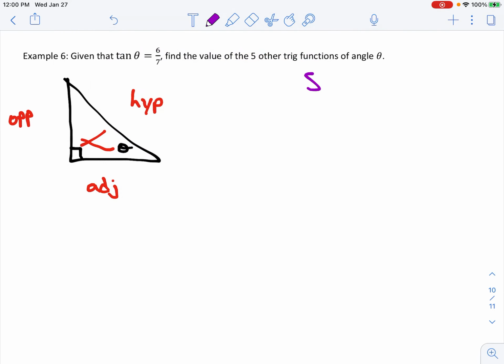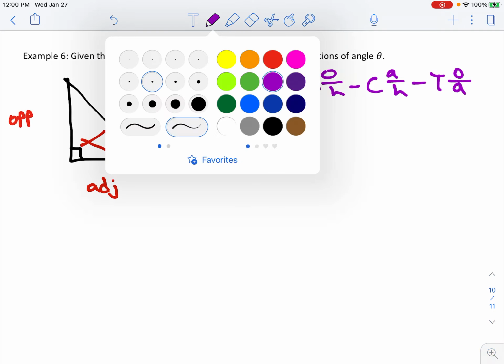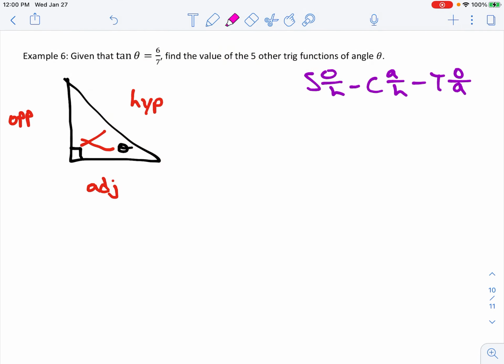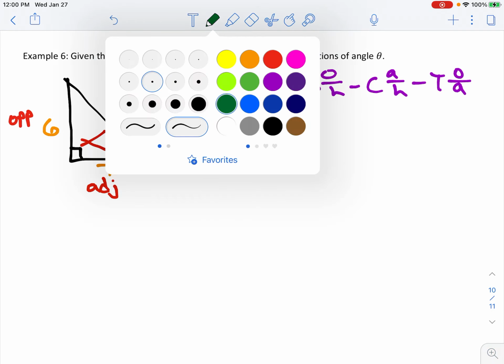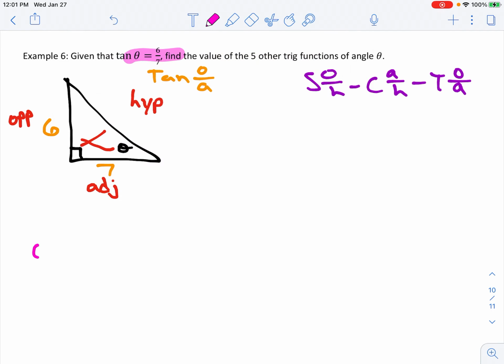I'm going to put my little cheat sheet up here, so SOH CAH TOA. Now, notice they're giving us tan over here. All right, they're giving us the tan, and we got to think, what is tan? Well, tan, if I use my little cheat sheet over here, is opposite over adjacent. So right now I know that the opposite side should be 6, the adjacent side should be 7. Notice I'm missing the hypotenuse this time, so we're going to do some side work first. We're going to go ahead and do the Pythagorean theorem on the side first.